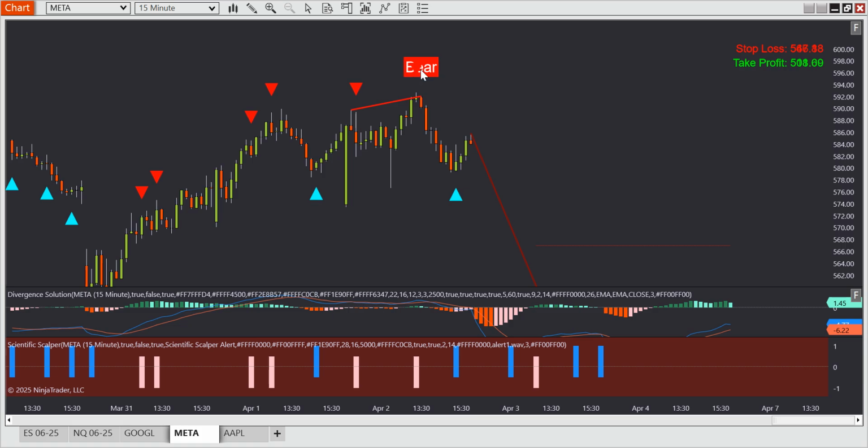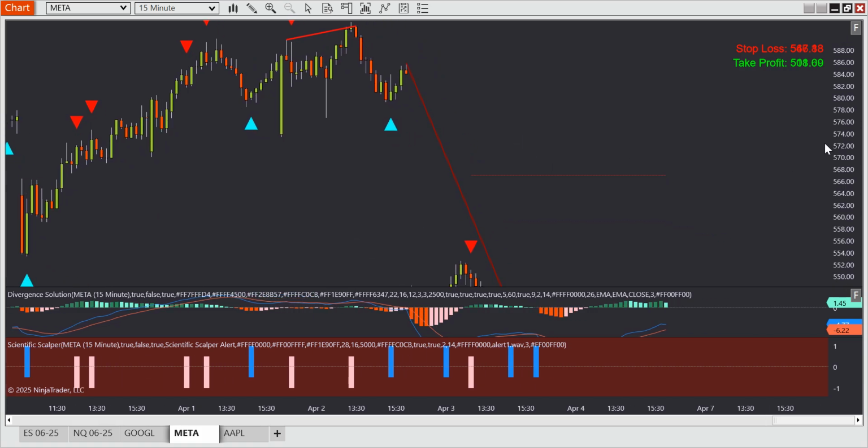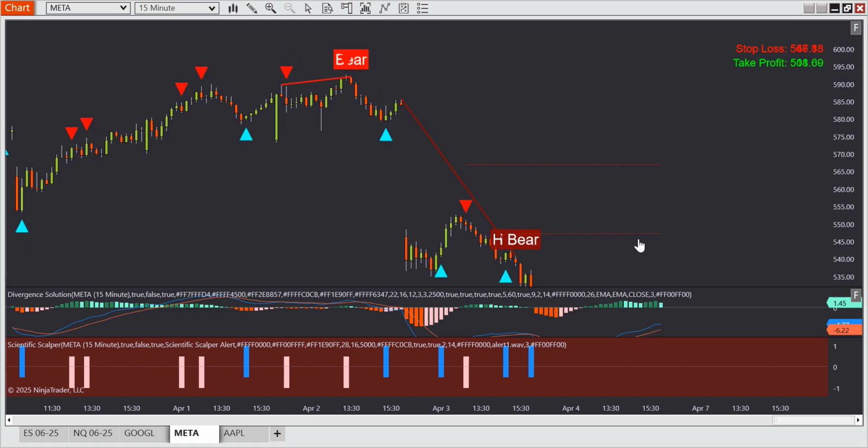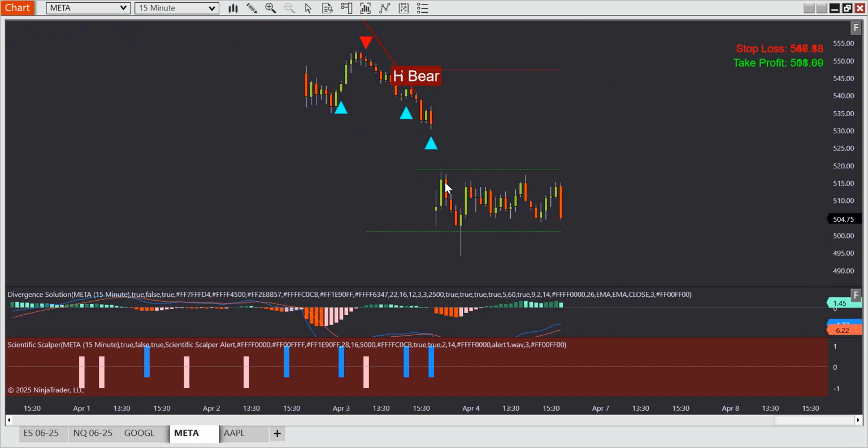Scientific Scalper gives a sell signal right at this peak, which also forms a bearish divergence found by the Divergence Solution. And then another, with the benefit of the gap down, another strong move down. Would have been an incredible trade here on the Meta 15-minute chart.